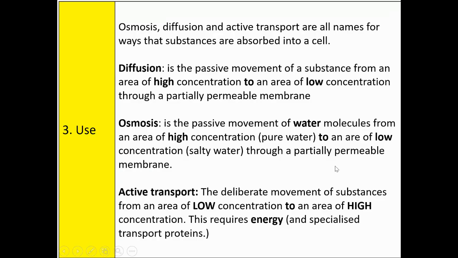Okay, osmosis, diffusion, and active transport. They are all names for ways substances are absorbed into the cell. Diffusion is the passive movement of a substance from an area of high concentration to an area of low concentration through a partially permeable membrane. Osmosis is the passive movement of water from an area of high concentration to an area of low concentration through a partially permeable membrane. And active transport is the deliberate movement of substances from an area of low concentration to an area of high concentration. This requires energy.